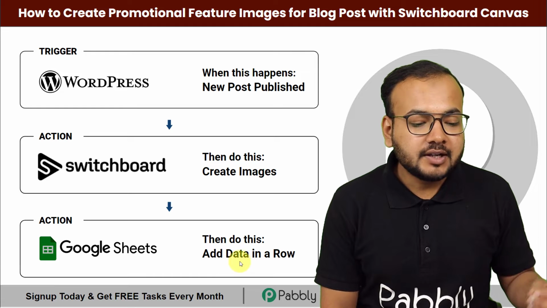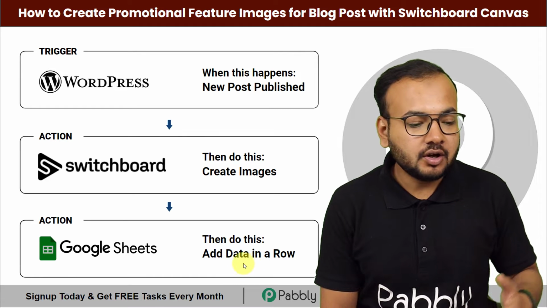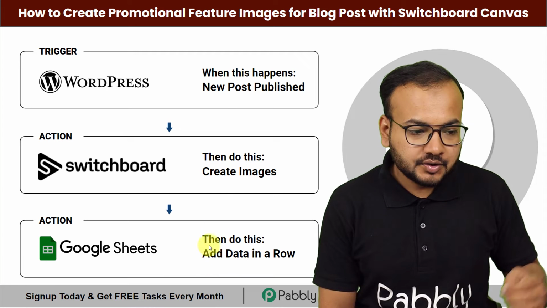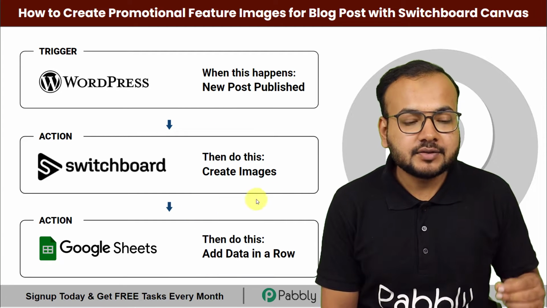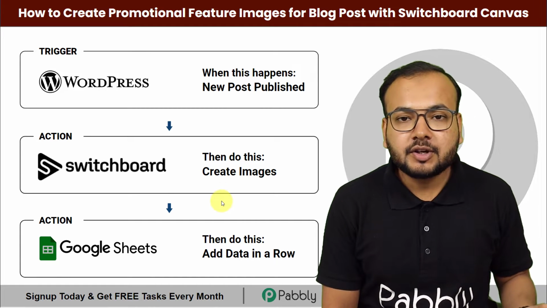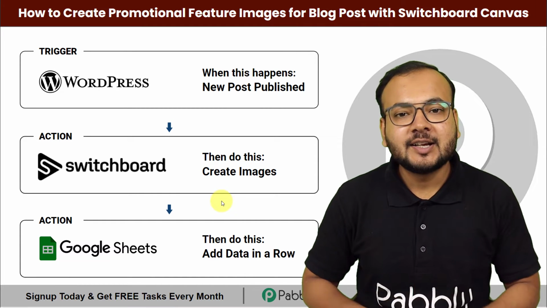After that you can share that featured image or the caption on social media or any other platform. To set up this automation, guys, we are using Pabbly Connect, which is an automation tool, and we can set up this automation without any coding very easily. So let's start.